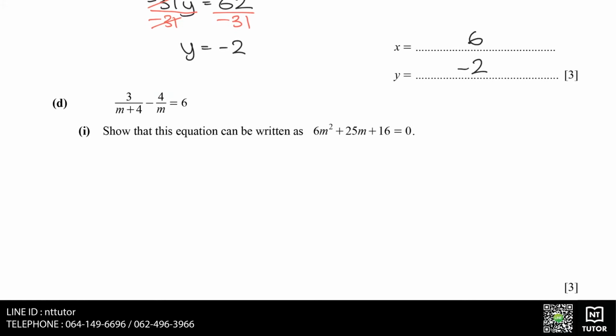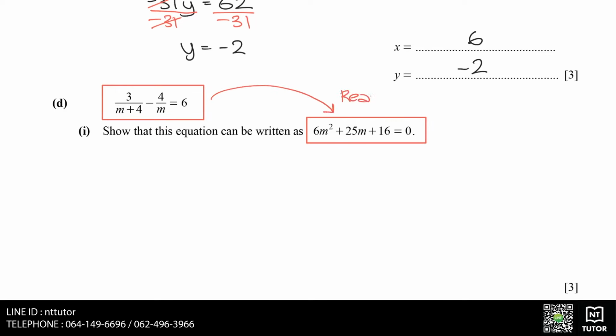D. 3 over m plus 4 minus 4 over m equals 6. Show that this equation can be written as 6m squared plus 25m plus 16 equals 0. So what the question wants you to do is to rearrange the first expression so that it looks like the second expression. The first thing we notice about the expression that we want to rearrange it into is that it has no fractions.